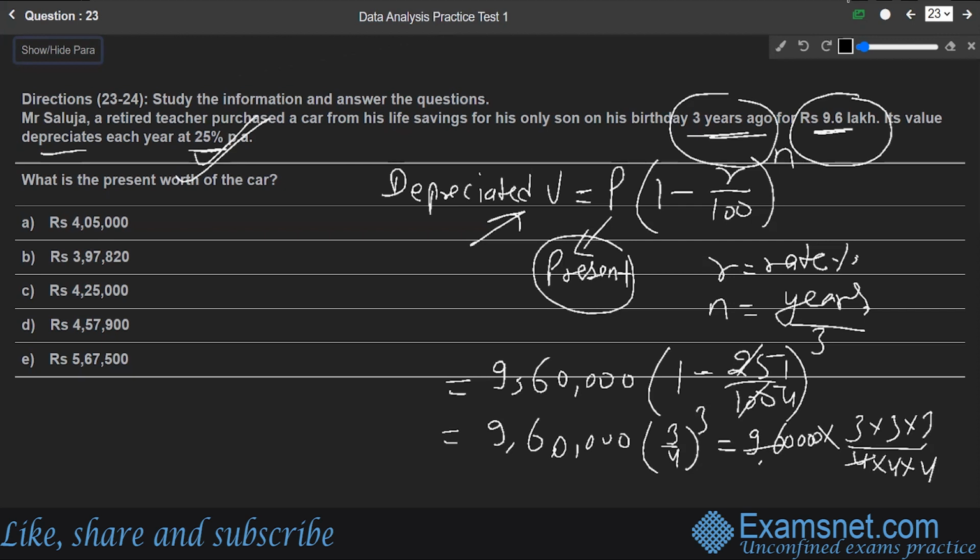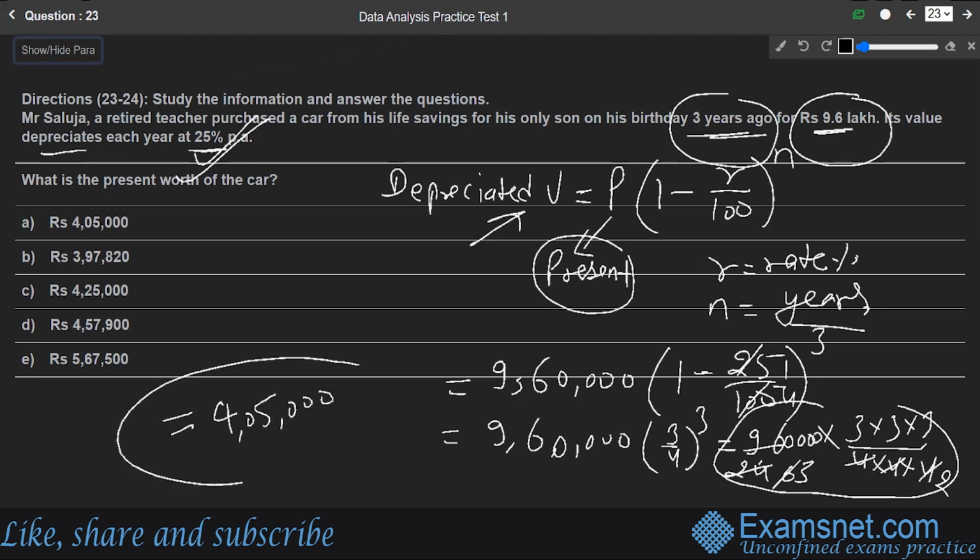96 divided by 4 is 24. Then this 24 divided by 4 gives 6. Then the 6 and 4 can be cut by 3 and 2, and this 3 gets multiplied over. So after calculating this whole sum, we are getting the final value as 4,05,000. So that is the final value after 3 years, and that is the present cost, 4,05,000.